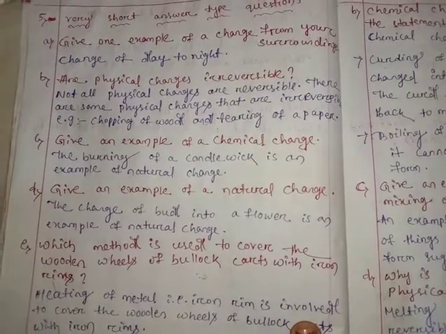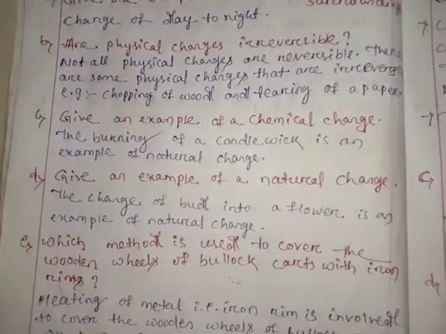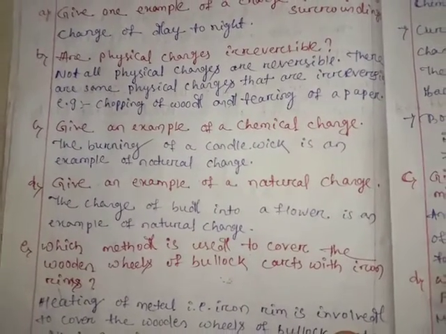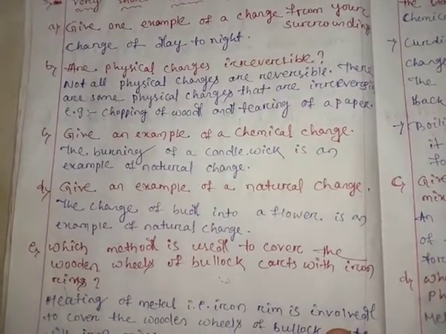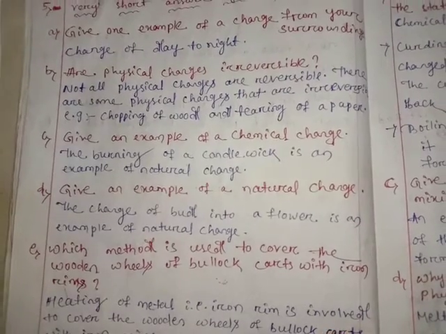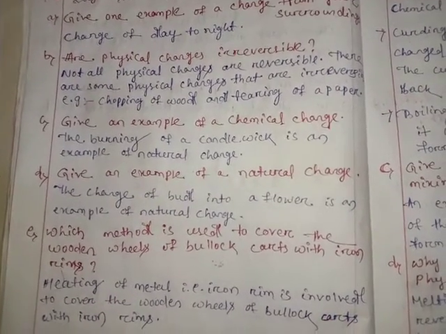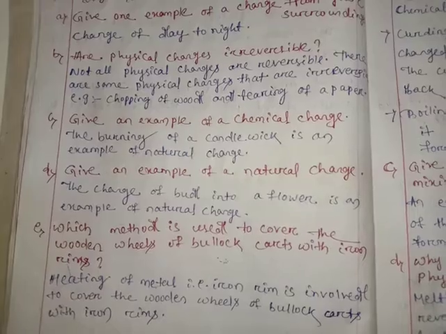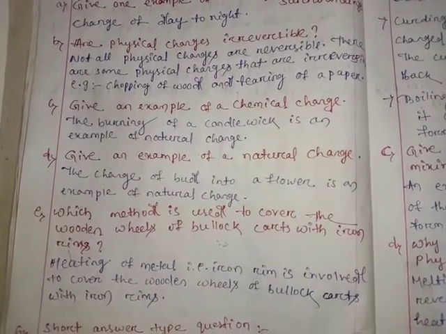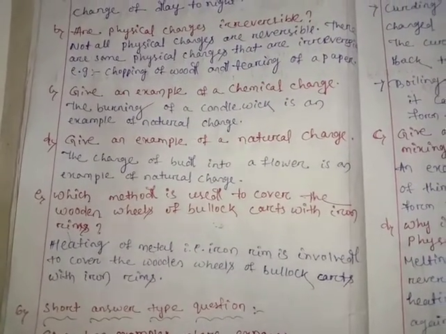There are some physical changes that are irreversible. For example, chopping of wood and tearing of a paper. Give an example of a chemical change. The burning of a candle wick is an example of natural change.